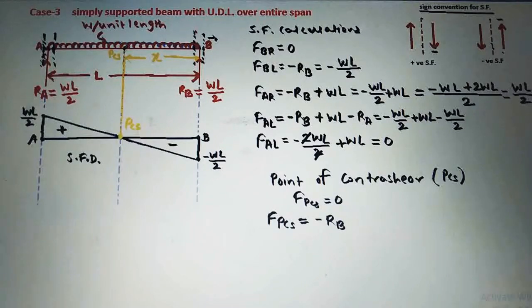Next, on the right side of this point of contra shear, see this U.D.L which is acting over this distance X, that we have to find out here. So the magnitude of force will be W into X, and as this U.D.L is acting in a downward direction on the right side of a section, it will be taken as positive here.